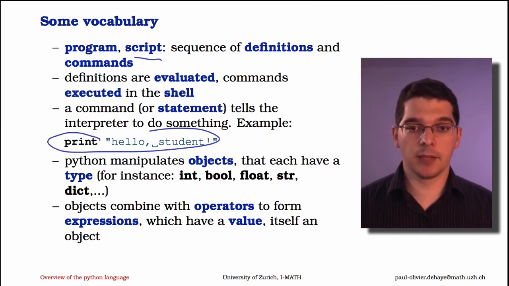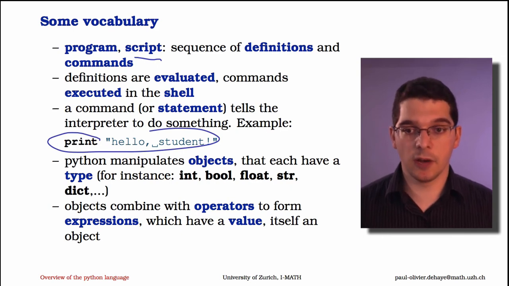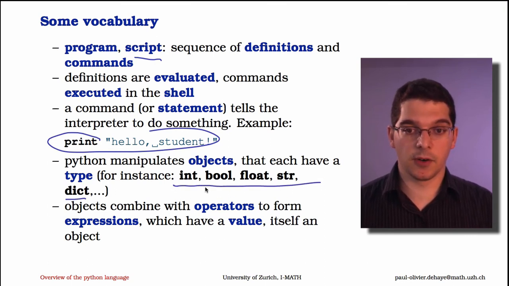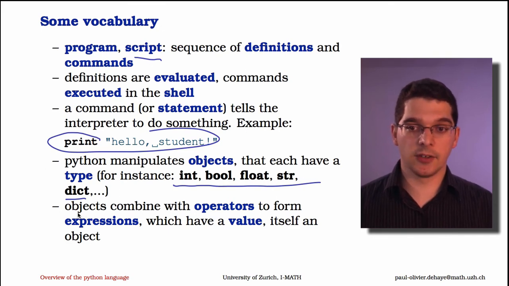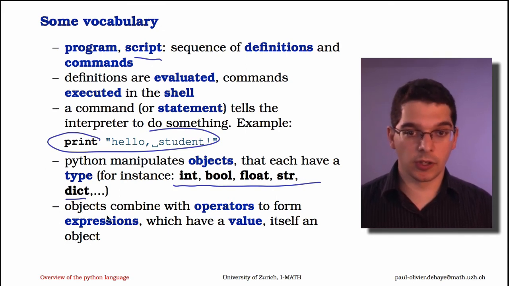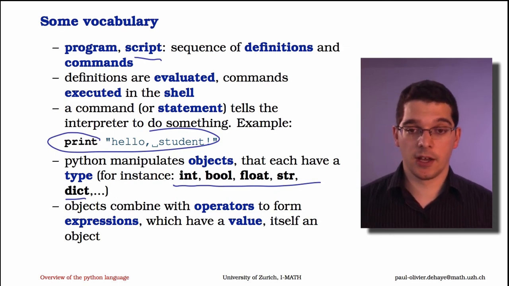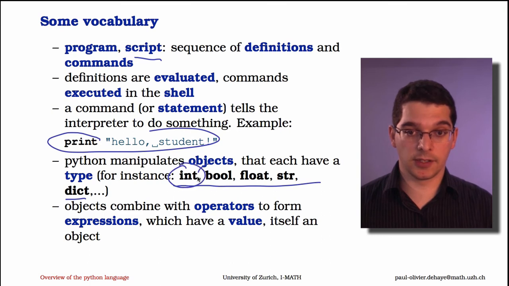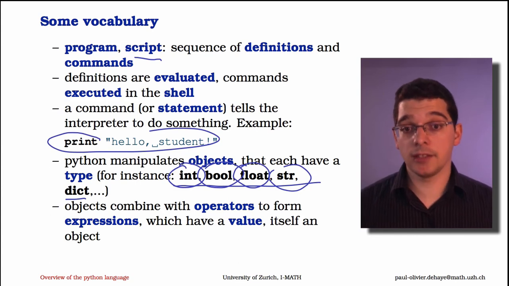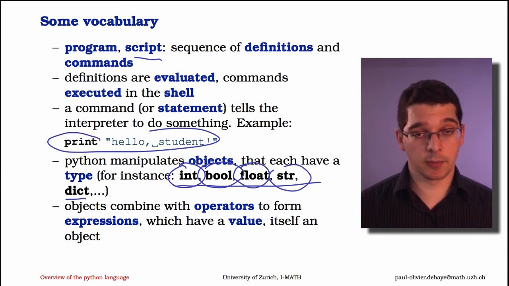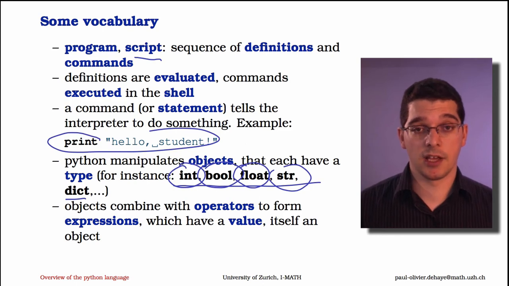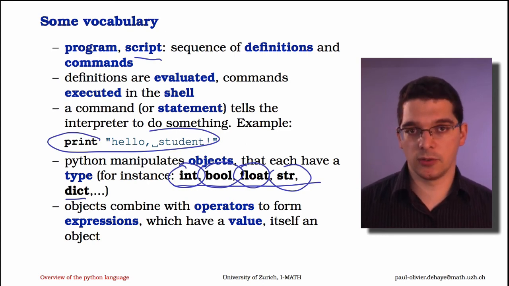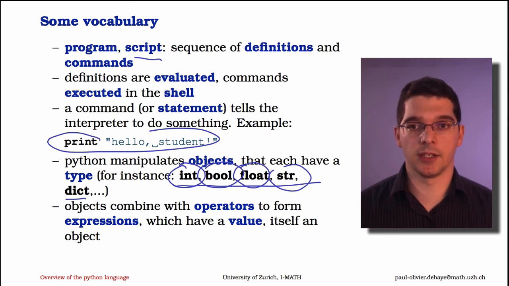And Python at each step manipulates objects. The data is encoded using objects, and each object has a type. For instance, these are examples of types: int, bool, float, str, and dict, that correspond to integers, booleans, floats, strings, and dictionaries. These words are reserved, or at least understood by Python at first, to mean those standard types. And you can combine different objects with operators to form more complicated expressions. These expressions can be evaluated, so they have a value, and this value is itself an object. So that's some key vocabulary that's necessary to start working with Python or start reading documentation about it.